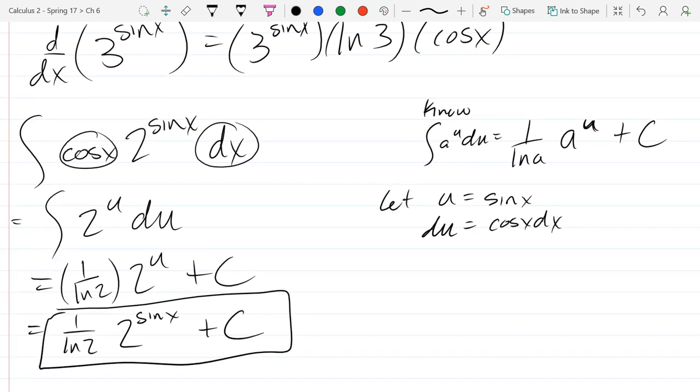So there's our antiderivative. Any questions on the u-sub or the un-sub?